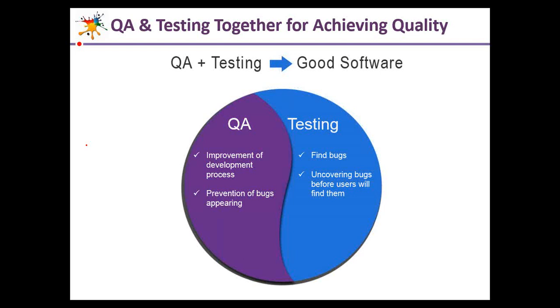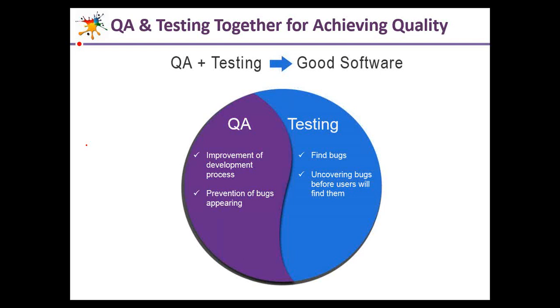So what is QA? It's the improvement of the development process. That means it needs to go on a regular basis, and the process needs to be developed continuously. It also helps in the prevention of bugs from appearing, because we all know that prevention is better than cure. On the testing side, they find bugs, and their responsibility is uncovering bugs before actual users find them. So when we combine these two and complete the entire circle, it gives rise to a very good software, or you can say a very good quality software.